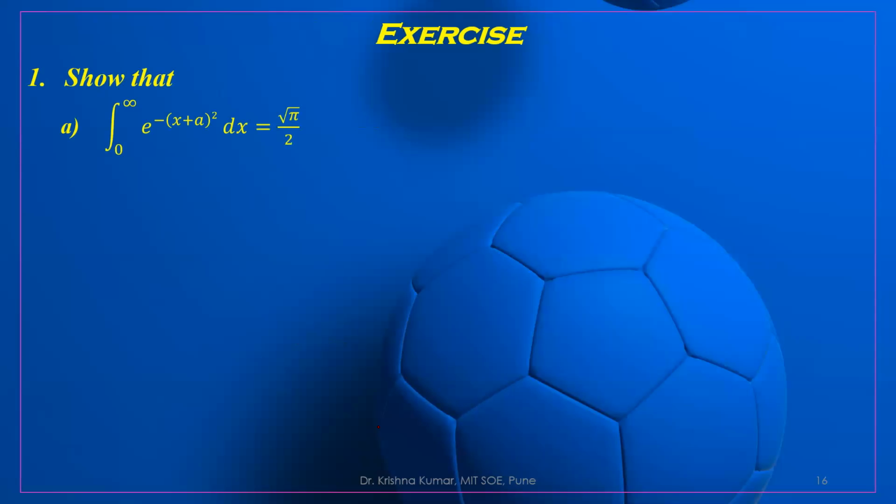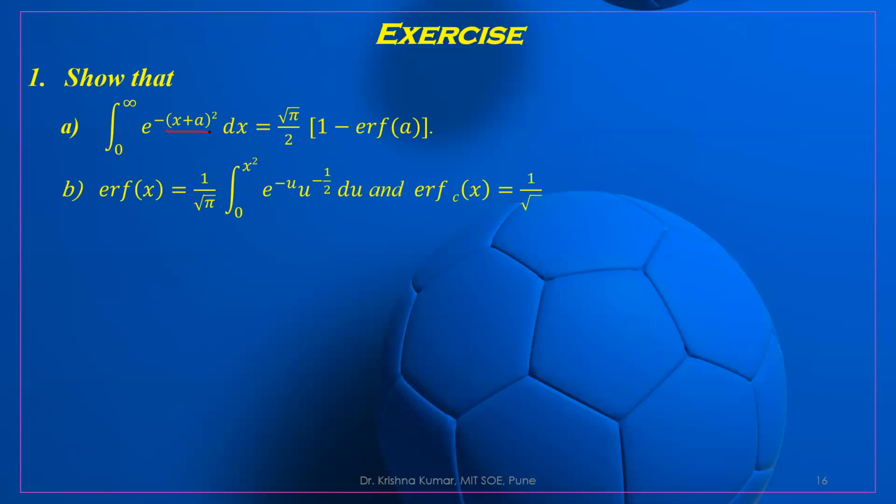The integral of e to the power minus (x plus a) whole square dx equals root pi by 2 times (1 minus error function of a). I think we have already solved this type of example. Now we will put x plus a equal to t, and automatically we get the answer. It will be reduced to the error function. Similarly, error function of x is equal to 1 upon root pi under the limit 0 to x square. This is the alternate definition of the error function. So you can also prove this result.